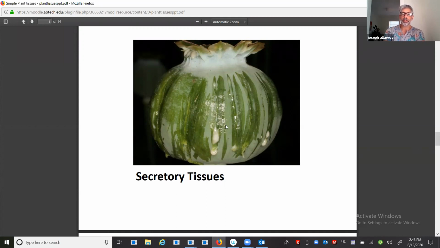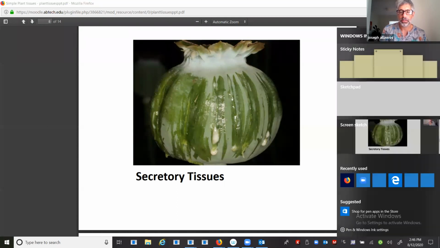What you're seeing here is a rather notorious one, because this is Papaver somniferum, or the opium poppy. You can see this white milky latex that's oozing out. This latex ends up being about 30% morphine, and so it's a potent painkiller. Okay, we'll talk a little more about that in a second.